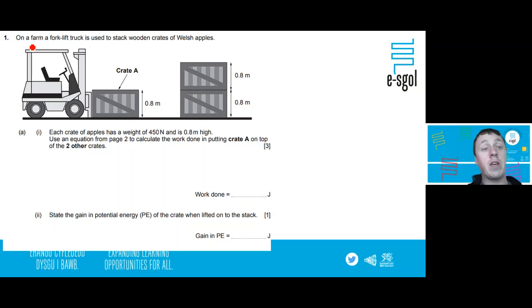So we have a farm forklift truck that is stacking wooden crates of Welsh apples. Each crate of apples has a weight of 450 newtons and is 0.8 meters high. So identify the information that you have. Use an equation from page 2 to calculate work done. So if we go back to work done on page 2, what we'll find is work is equal to force times distance.